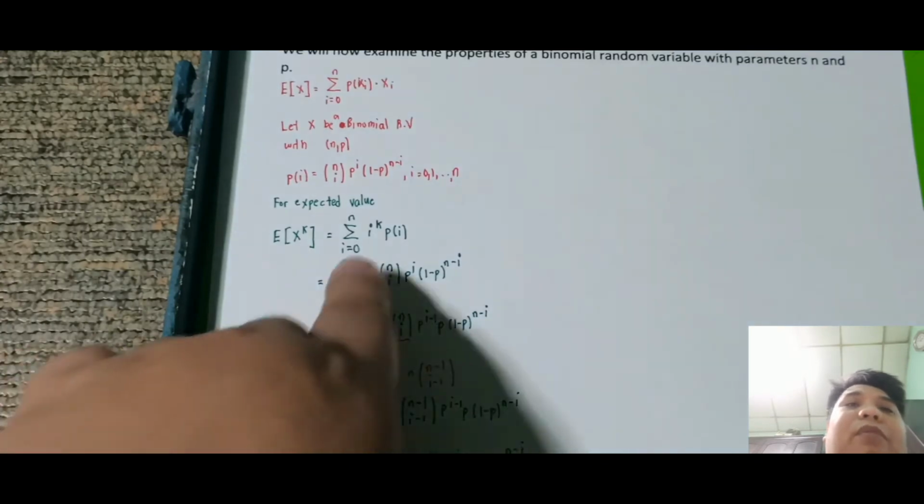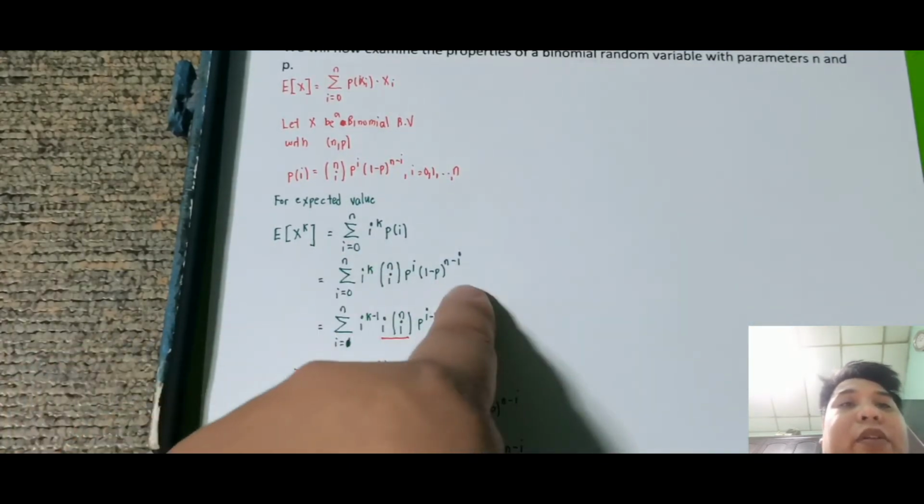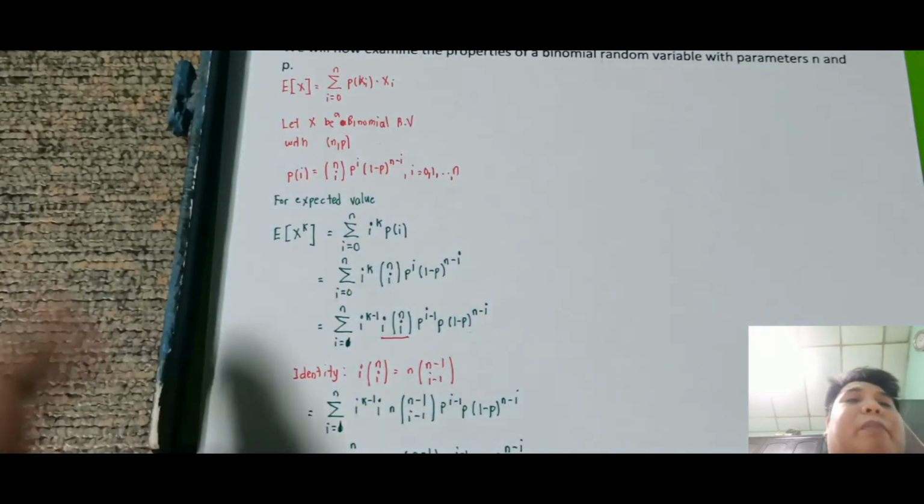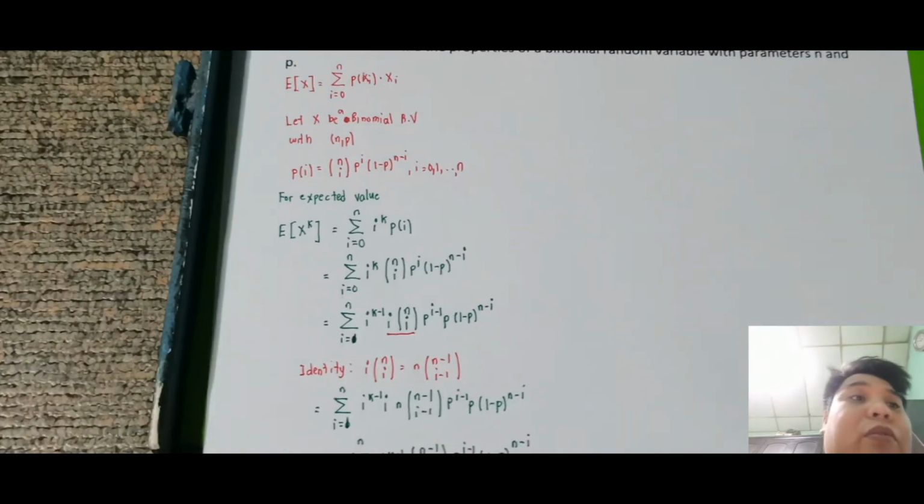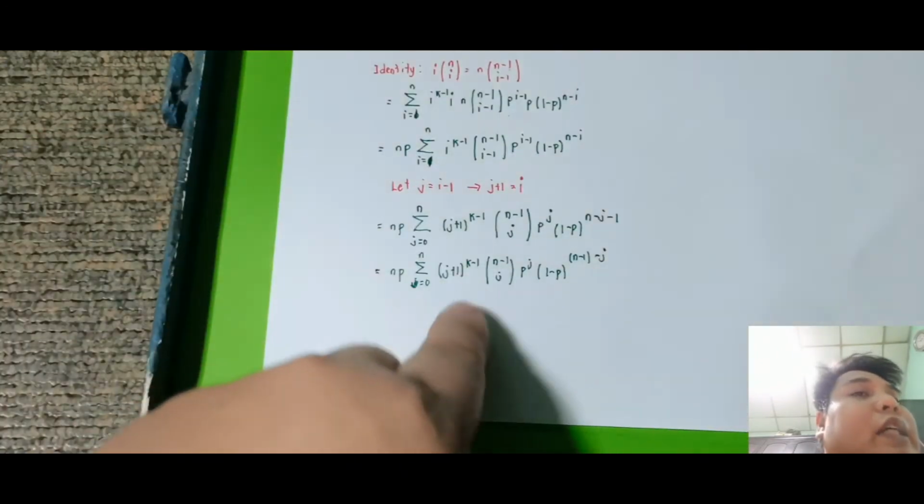So ibig sabihin, parang bumalik na siya dito. Sa part na to, ito na siya. Pero ano nangyari? Nagbago ako ng random variable, from I, naging J.